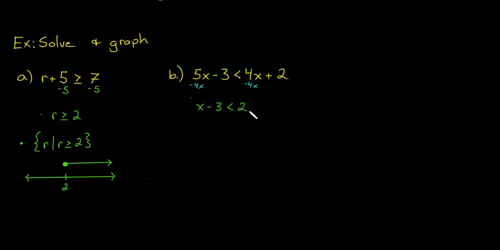What do you want to do now, Natalie? What do you think? Add 3. We will add 3 to each side of this inequality. We're allowed to do that as long as we're not changing anything too crazy. And we conclude then this statement. x is less than 5.